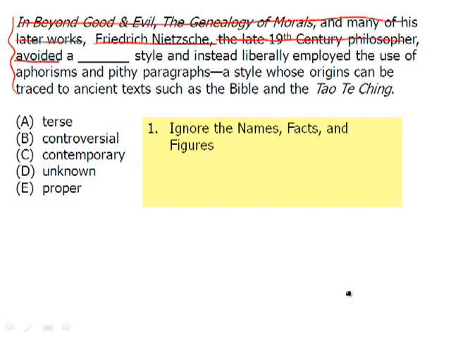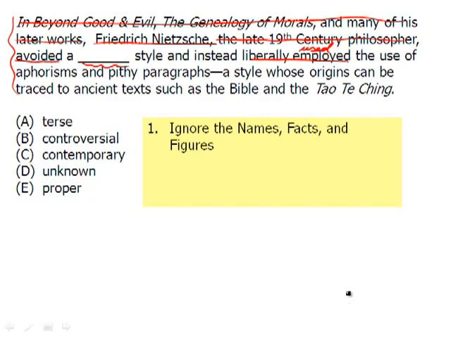Here we go. It's very similar to the last text completion. Shunning a style. Now we're avoiding a blank style. So this time we should definitely get it right. So what did he do? Well, instead he liberally employed. So he used. Employed means to use. Used the use of aphorisms. So liberally employed the use of aphorisms and pithy paragraphs.